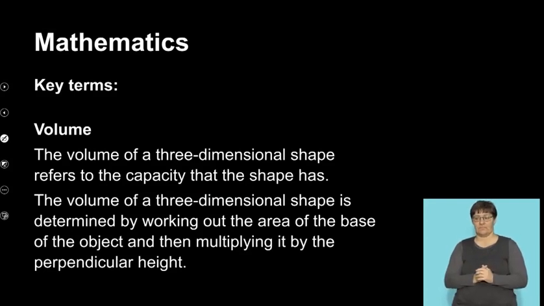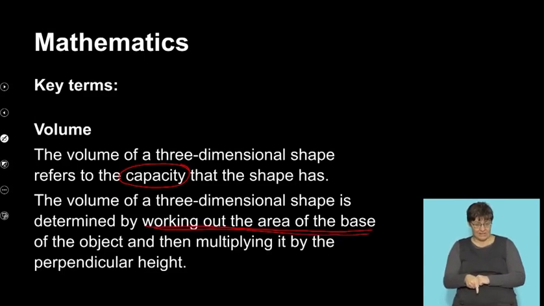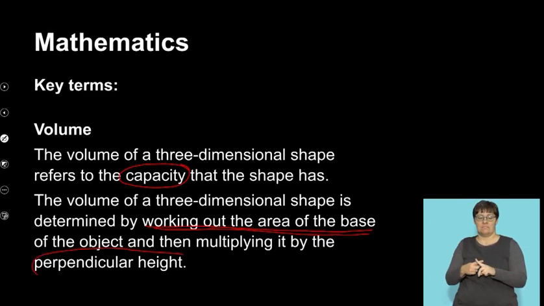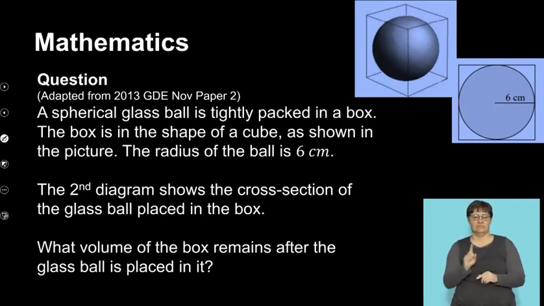Cool. The volume of a three-dimensional shape refers to the capacity that the shape has. The volume of a three-dimensional shape is determined by first working out the area of the base. And once I have the area of the base of the object, I then multiply it by its perpendicular height. Please make sure that you have the perpendicular height for volume and not the slant height. Cool, guys, let's go to our first example.